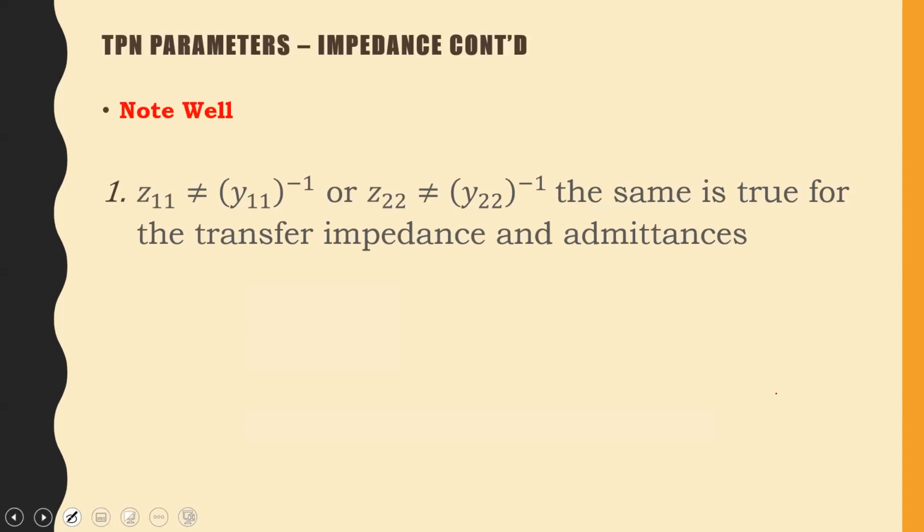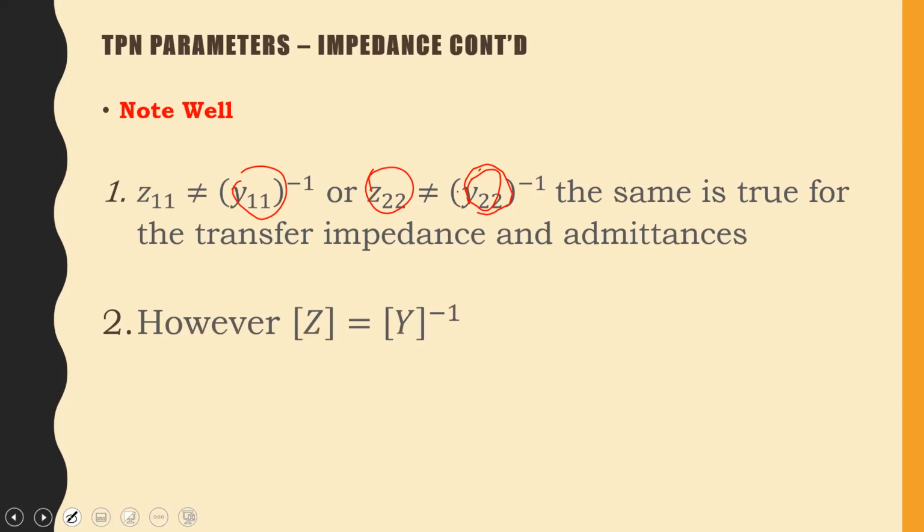Z11 is not equal to the reciprocal of Y11. Neither is Z22 the reciprocal of Y22. Here we know impedance is equal to the reciprocal of admittance, but it's not for the individual items. What is true, however, is that Z, meaning the set of parameters, is equal to the reciprocal of the set of admittance parameters. All right? So if you were to find the inverse of the Z matrix, you will get the Y matrix. And that is what I'm going to leave you with for today.